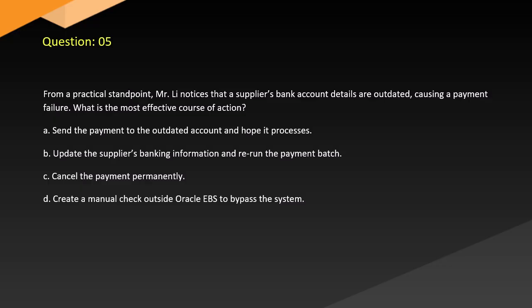A. Send the payment to the outdated account and hope it processes. B. Update the supplier's banking information and rerun the payment batch. C. Cancel the payment permanently. D. Create a manual check outside Oracle EBS to bypass the system.